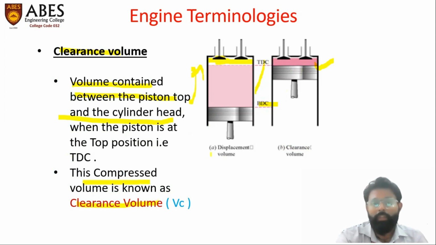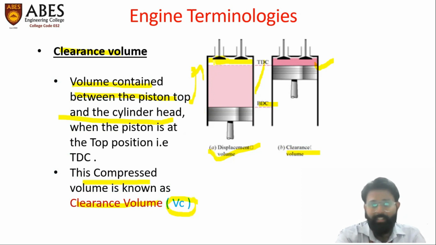So in this diagram, figure A represents the displacement volume. This displacement volume is also called swept volume or stroke volume. And figure B represents the clearance volume. This clearance volume is represented by the letter VC, where V stands for volume and C for clearance. So there are two types of volume. One is swept volume and the second is clearance volume.